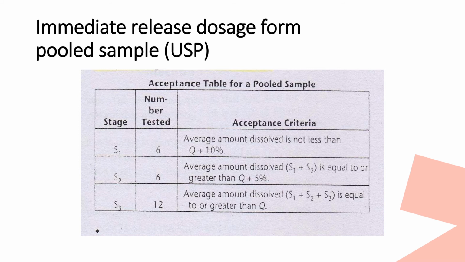Now the range allowed is more, so it is Q plus 10%. Then another 6 tablets, average amount S1 plus S2 is equal to or greater than Q plus 5%. So the standard has been elevated. It was initially Q plus 10%, then Q plus 5%. And again in stage 3, again 12 tablets, and the pooled sample, average amount dissolved is equal to or greater than Q. So you have to memorize and keep in mind these acceptance criteria, whether it is for the conventional release dosage form or immediate release dosage forms.